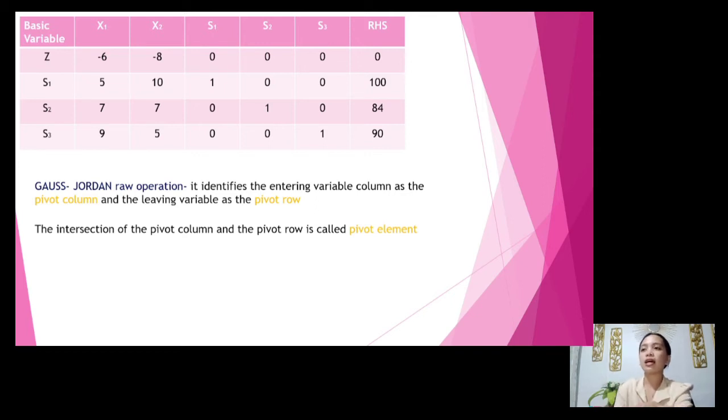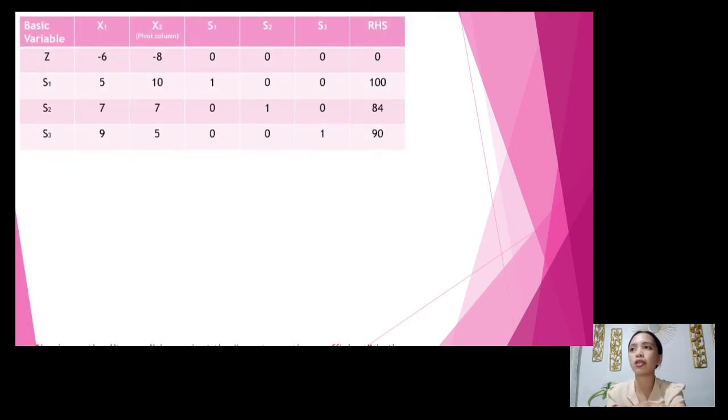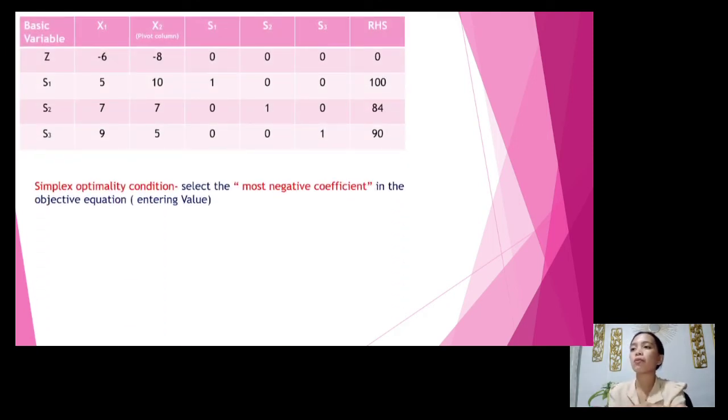that identifies the entering variable column as the pivot column and the leaving variable as the pivot row. The intersection of the pivot column and the pivot row is called the pivot element. So we will be encountering the pivot element in our next slides. So this is our table, our tableau. For us to get this, this is our pivot column. We should identify the most negative coefficient.